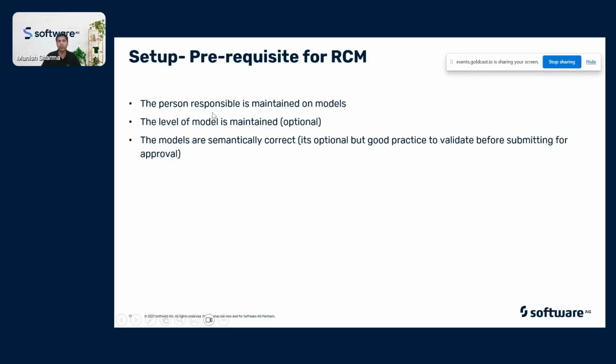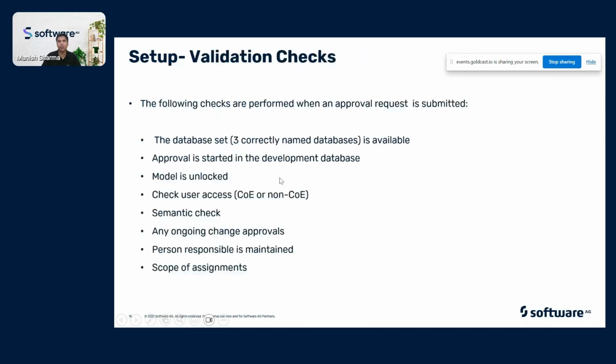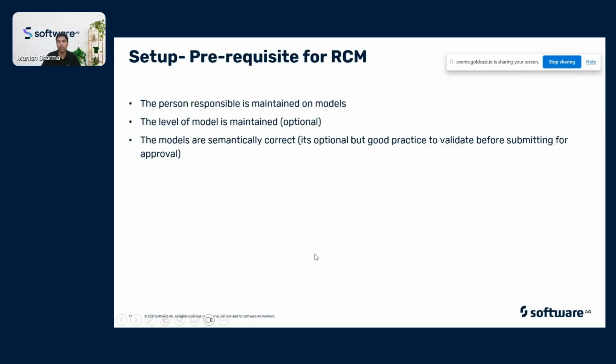Some prerequisites: the person responsible is maintained, and the level of the model is maintained. This is optional. It is needed for the scope of assignments feature. So if you want to include a number of underlying processes, it's good to know what level the model is, and then we can decide how many layers under it are to be included in the particular change request. Also, it is a prerequisite that the model is semantically correct. So it's a good idea that the modeler runs a manual semantic check and ensures that the model complies with the standards before they submit it for approval. It's a good practice to do that anyway.